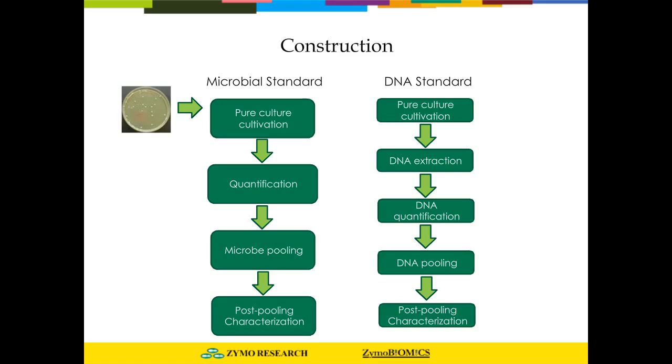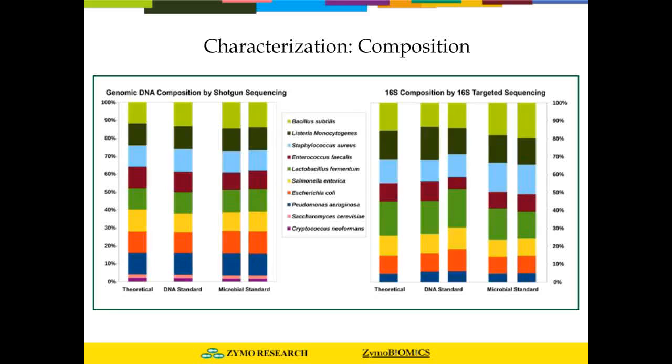And then for the DNA standard, we do a pure culture cultivation again. We extract the DNA, quantify using Qubit, and then pool, and then characterize after the fact as well. We actually found that our DNA standard acts as a QC measure for our microbial standard because once we validated our workflow in front of the extraction pipeline and we knew that we had accurate results, we could then use our post-pooling characterization as another measure of validating our microbial standard, which is more complicated to create.